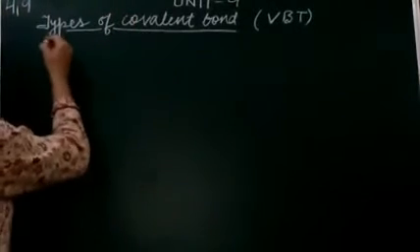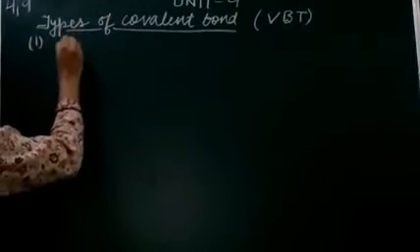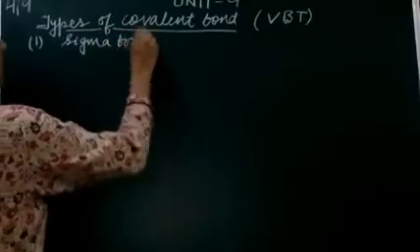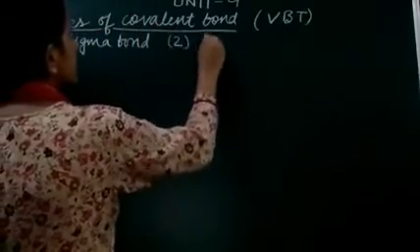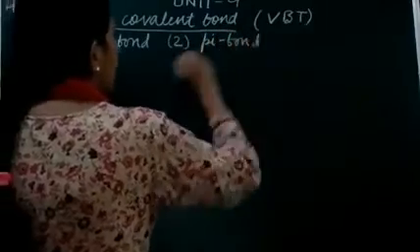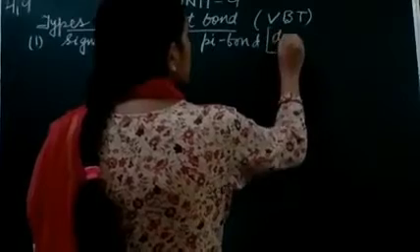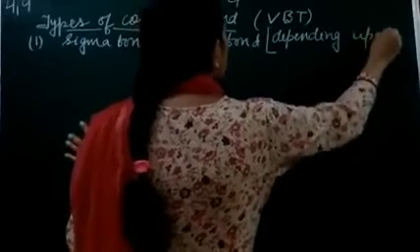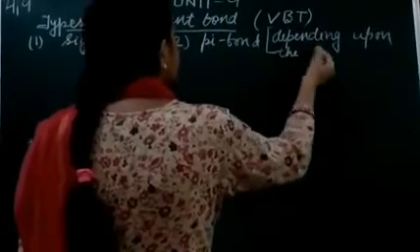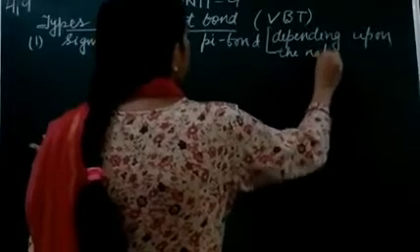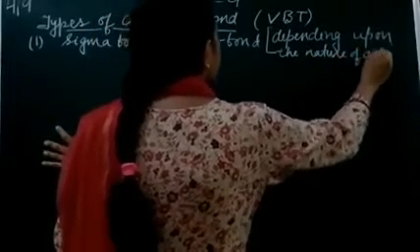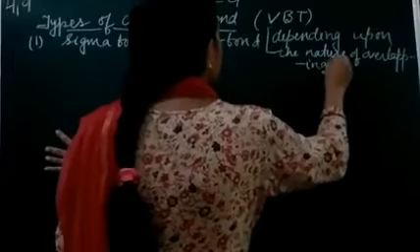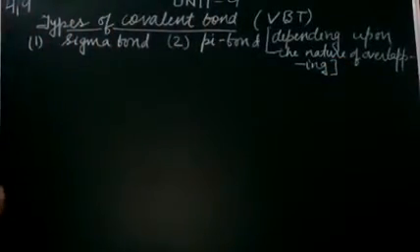So the covalent bond is of two types. One is the sigma bond and second is the pi bond, and this classification is based on the nature of overlapping. Right? So we will start with the first, that is the sigma bond.